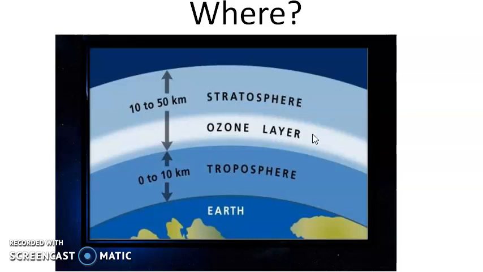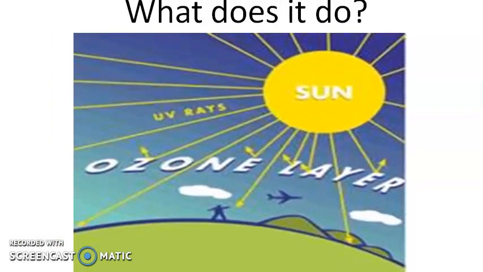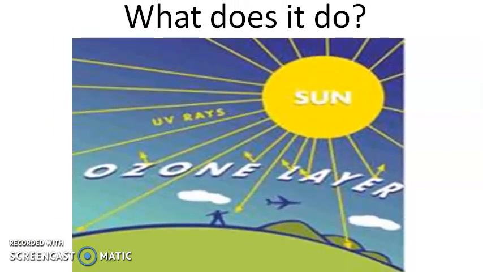Now what is it protecting us from? How is it doing so? Why should it do so? The ozone layer protects us from UV radiation. The ozone layer present between the troposphere and stratosphere absorbs the UV radiation which comes from the sun, and thereby prevents the entry of UV radiation to the Earth's atmosphere.